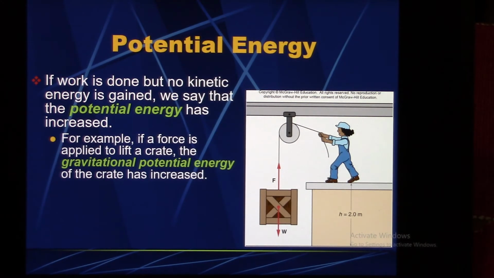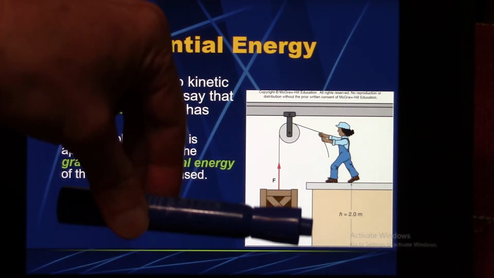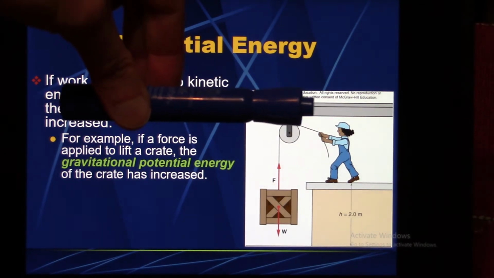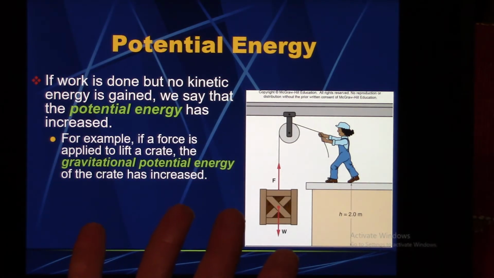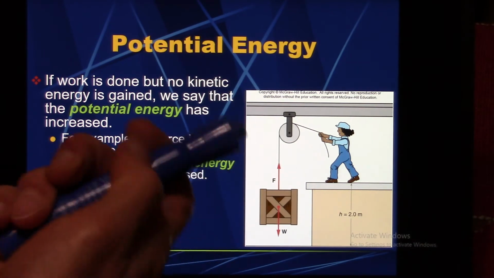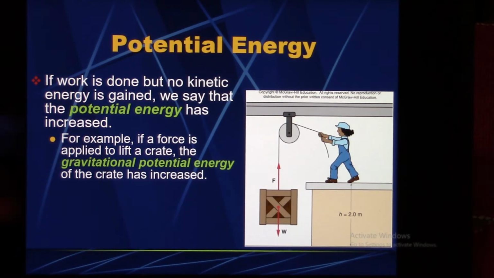So let's talk about potential energy. I'm going to lift up this marker to a higher position. Okay, I've lifted it, it now has potential energy. If I drop it, it hits my hand. But if I lifted it really high, well, we know it's going to fall. It accelerates, so it's going to hit my hand with more force. So the potential energy is increased if I lift it higher and higher. If work is done but no kinetic energy is gained, we say that the potential energy has increased.